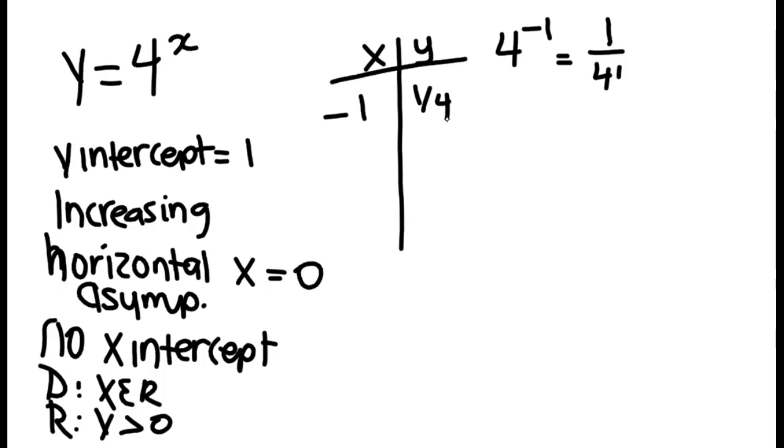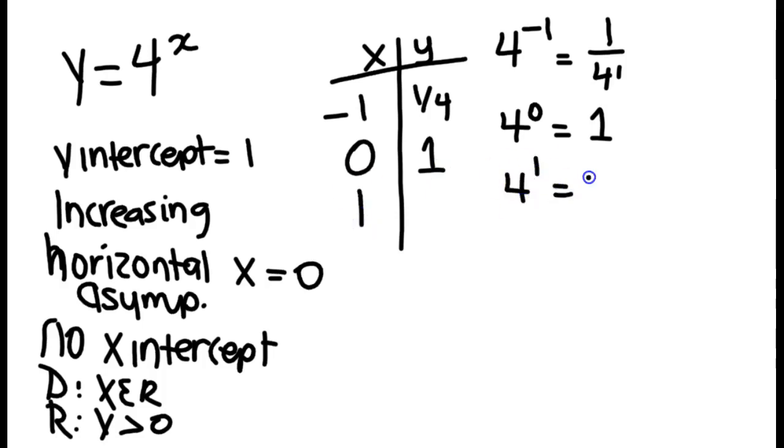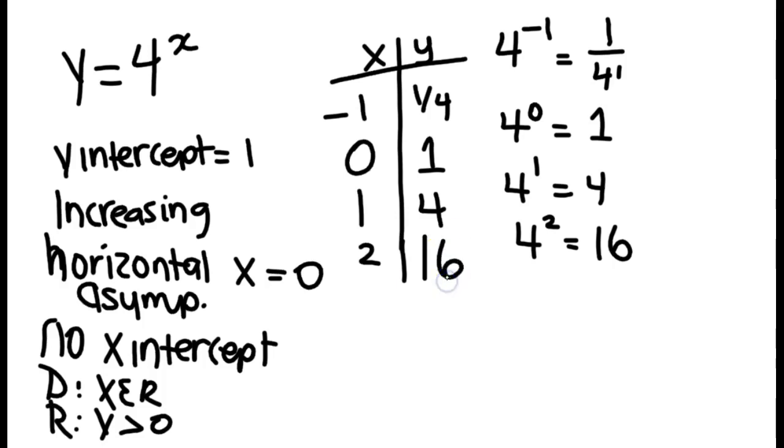Say I put 0 in for x. 4 to the 0 we said is 1. So that's another point. Say we had our x is 1. 4 to the power of 1 is just 4. And say we had 2 as our next value. 4 to the power of 2 is 4 times 4, which is 16. Okay, so we just made a table by plugging in random x values, whatever we wanted.